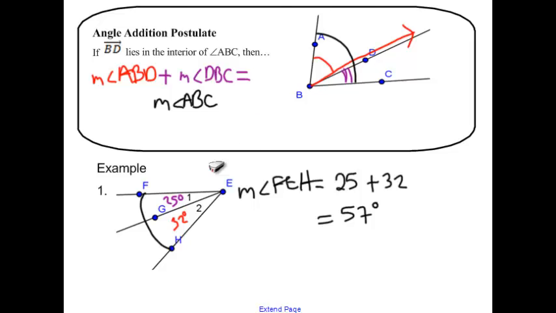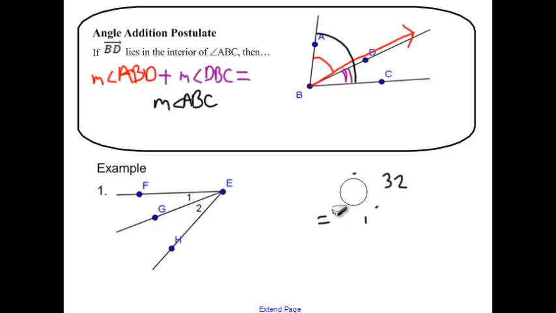Now let me take a look with you at another example of how the angle addition postulate can be used, and it's a little bit different. This time, let's say that we know the measure of angle FEH. So we know the whole thing, and let's say that it's 63 degrees for this example. And we also might know one of the parts of it. Let's say we know angle 2 measures 30 degrees. Can we find the measure of angle 1?